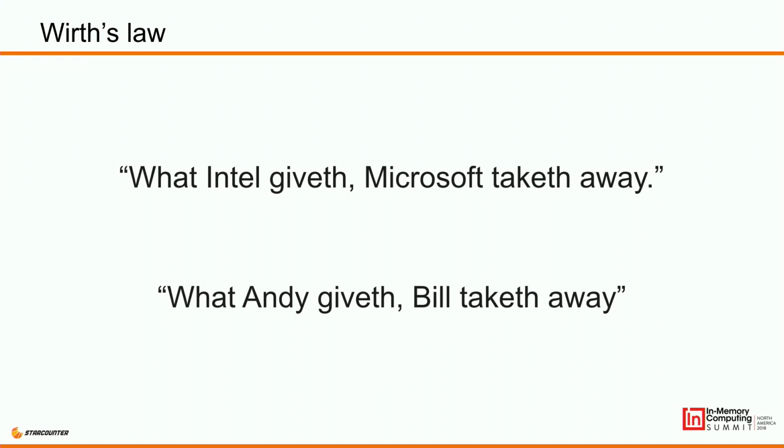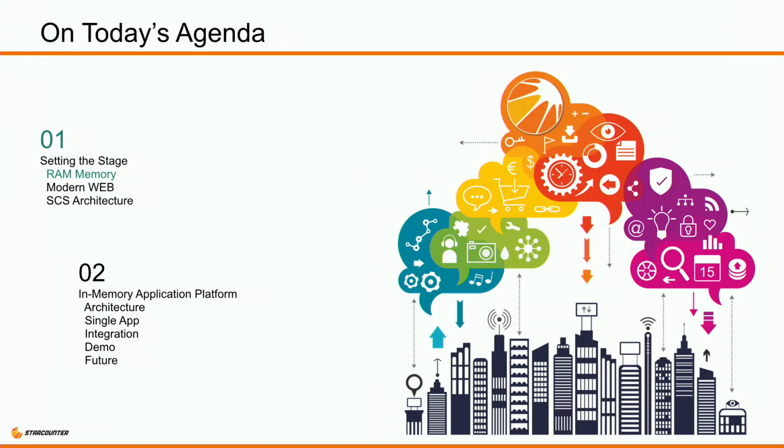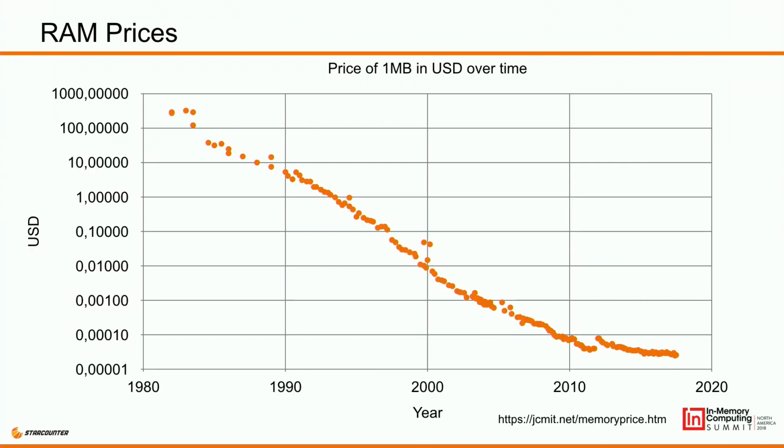So now I would like to introduce these three technology areas that I mentioned before. And first is RAM memory. So what about RAM memory? First thing is RAM prices, because over time, memory is getting cheaper and cheaper.